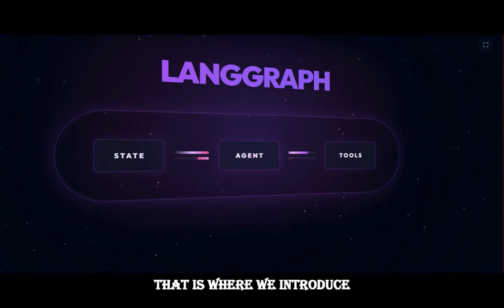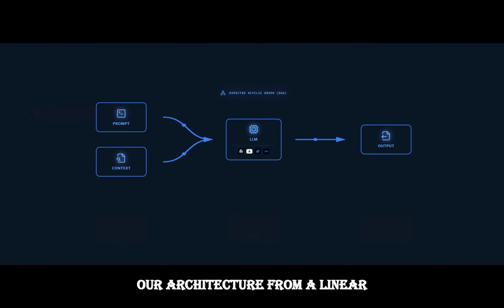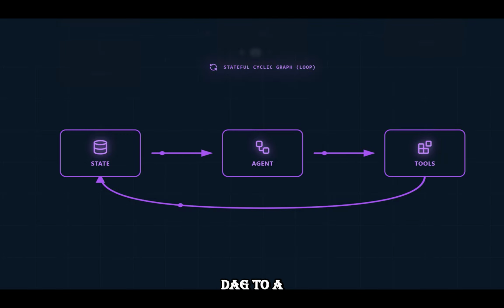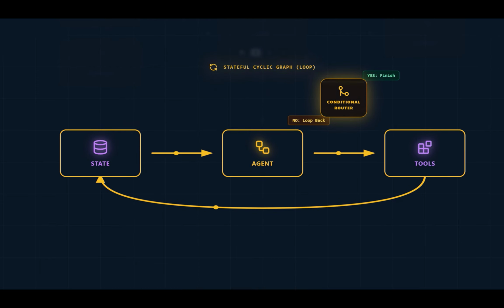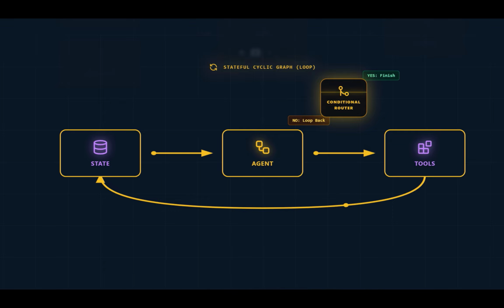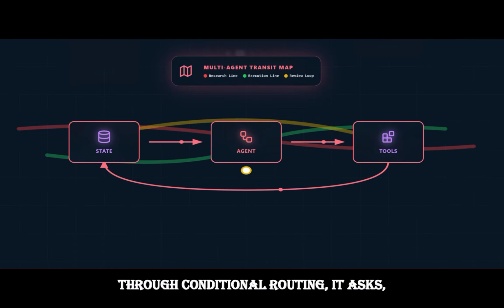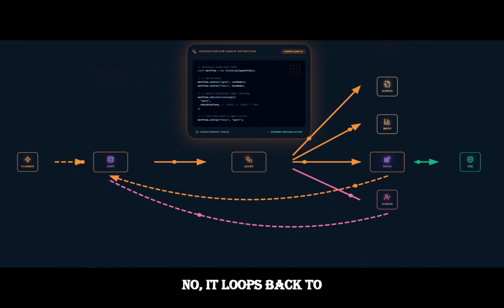That is where we introduce LangGraph. LangGraph shifts our architecture from a linear DAG to a stateful cyclic graph. This introduces loops and conditional branching. Now, the agent can route to a tool, execute a function, and evaluate the result. Through conditional routing, it asks, is the task complete? If yes, it finishes. If no, it loops back to try a different approach.